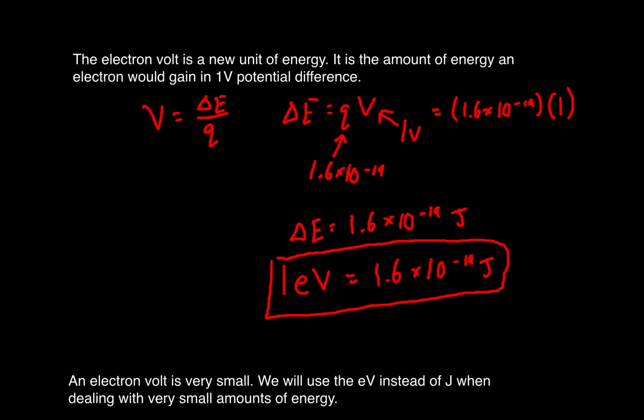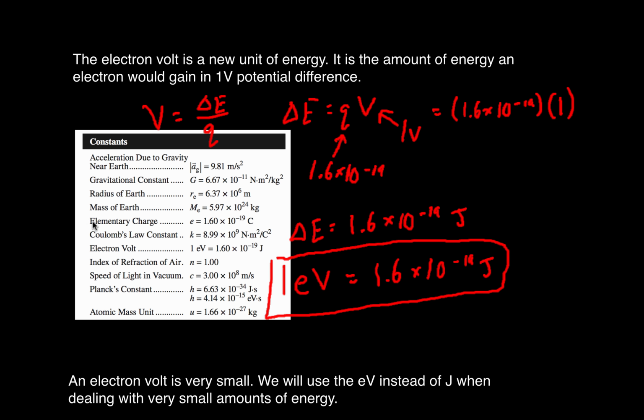The electron volt is very small. We will use electron volts instead of joules when dealing with very small amounts of energy, like the energies associated with small particles. You'll notice that the electron volt is on your formula sheet under the section constants. It tells you 1 electron volt equals 1.6 times 10 to the minus 19 joules.